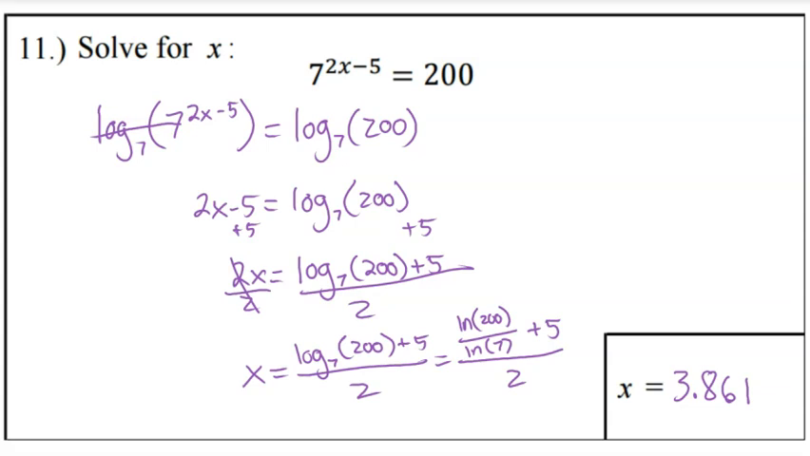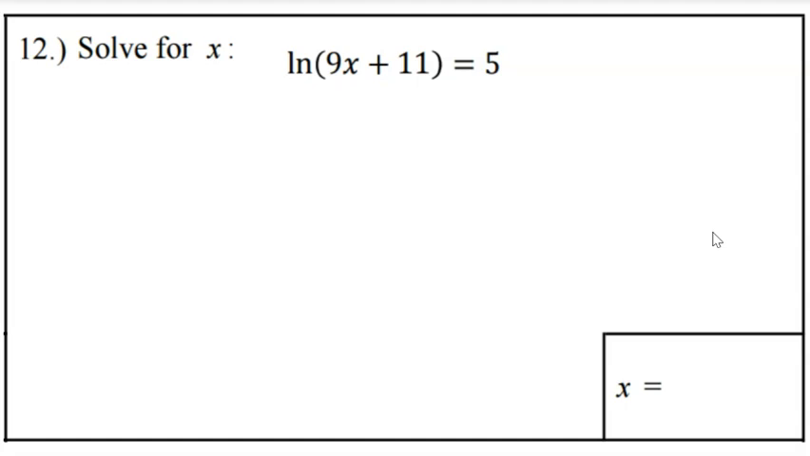Now let's try question 12. Question 12 also says solve for x, only this time it's a logarithmic equation. It's a natural log. So we have the natural log of 9x plus 11 is equal to 5. And this is in the correct form for us to solve a logarithmic equation. And the first thing we're going to do is create a base of e.